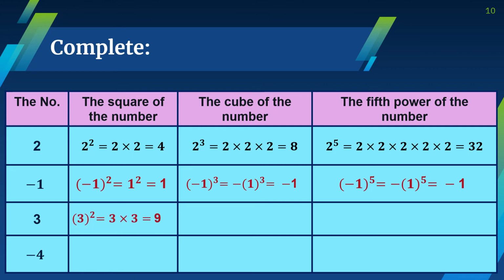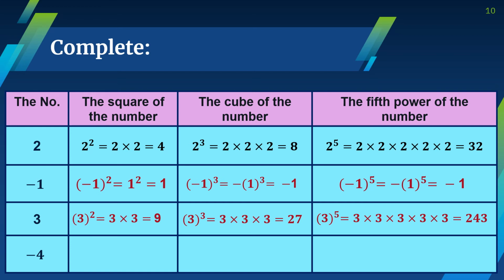Number 3, we have 3 power 2 equals 3 times 3 equals 9, and the cube of the number will be 3 power 3 equals 3 times 3 times 3 equals 27, and the fifth power of the number, 3 power 5, will be 3 times 3 times 3 times 3 times 3 equals 243.